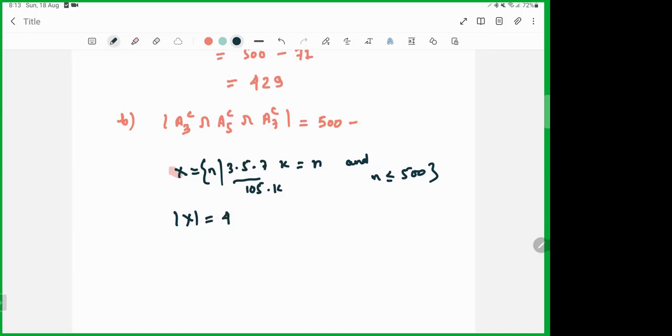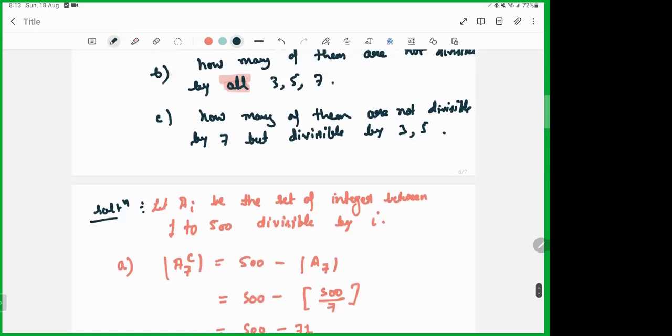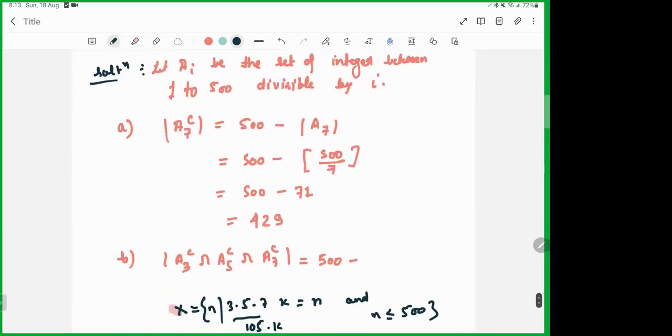So the required cardinality is basically 500 minus 4. You are correct, I was thinking in the wrong way. This should be 496, you are saying, right? Yes, sir. This should be correct. What I am doing is computing A3 complement, which are not divisible by 3, A5 complement, which are not divisible by 5, and A7 complement, which are not divisible by 7. So I'm taking all their intersection, which are not divisible by 3, 5, 7. So this way should also give the same answer.